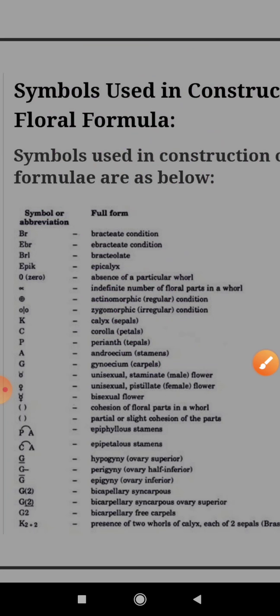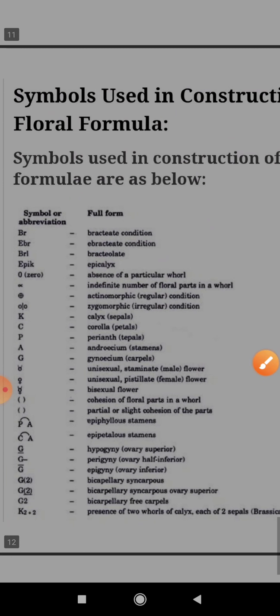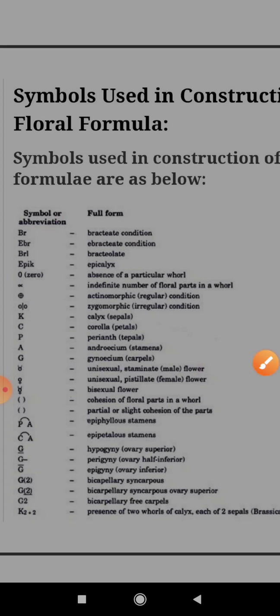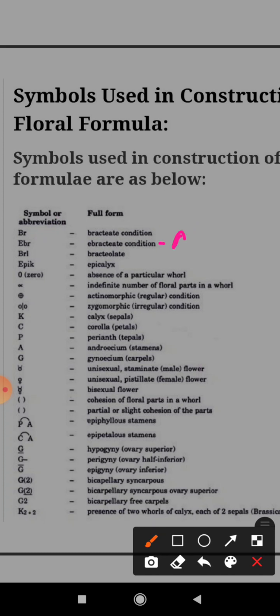Okay, let's come to the symbols, right? Now if the bract is present, which we call the bracteate condition, that is represented by Br, right? Now if the bract is absent, then it is known as ebracteate, and it is represented by capital E, small b and r, right?